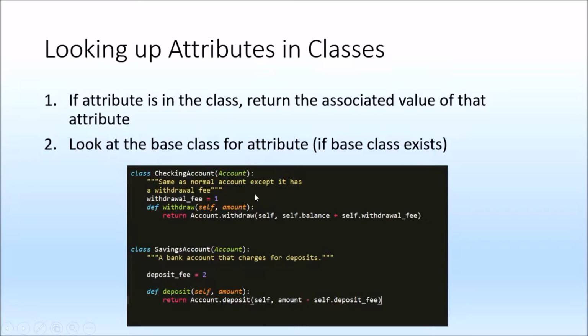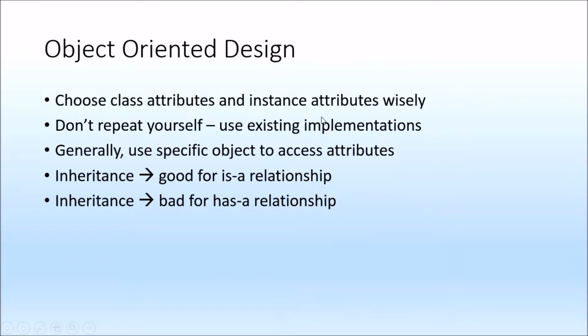But if it's not here, it's going to say, hey, I'm inherited from someone else, let's see if they have it. So it's going to go on a scavenger hunt and look for this attribute. And then it obviously finds it in the account class because we have an instance attribute of balance. Once we find that, we return it. And if it doesn't find it in the base class, then it's going to throw an error that the attribute was not found. So just be aware of that.